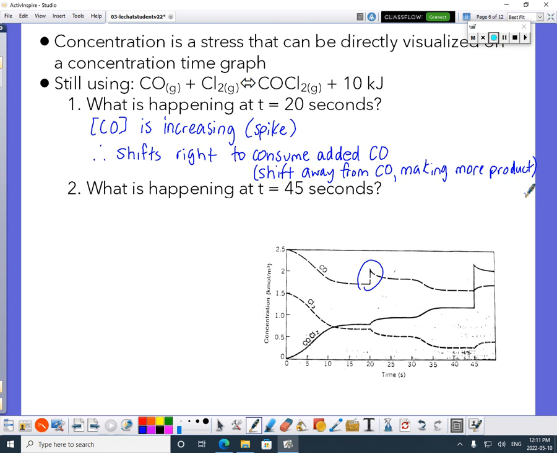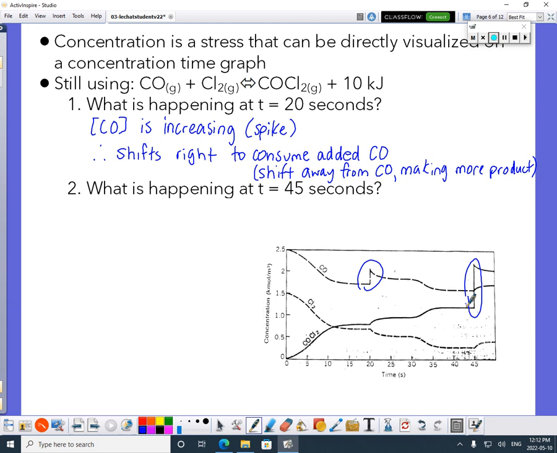The 35-ish stress is a little bit trickier. We'll save that for a second. I'm going to skip to 45 seconds. Okay? So this is a much more dramatic spike. So when we do the quantitative analysis, this change would be a lot bigger than the spike at 20 seconds. But the basic shift is still the same, Le Chatelier's principle, using it to predict.